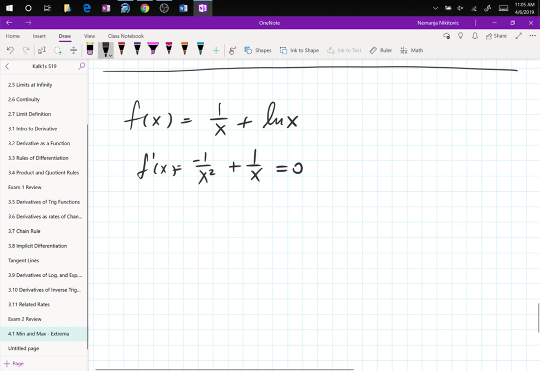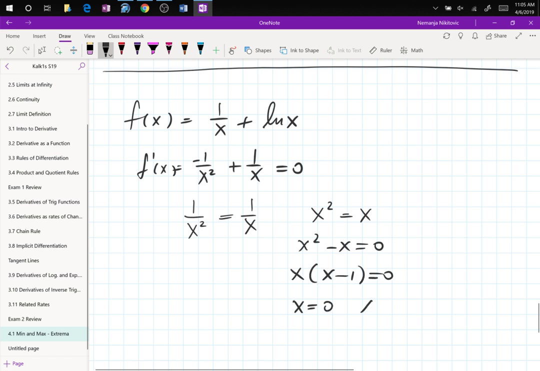Do we all have the same derivative? Yes. So now we set them equal to each other. You move the other one with the x squared. So you have x squared is equal to 1 over x. When you cross multiply, you get x squared equals x. And to solve this, you move x to the other side. You factor x, you get x minus 1. x equals 0, and x equals 1.